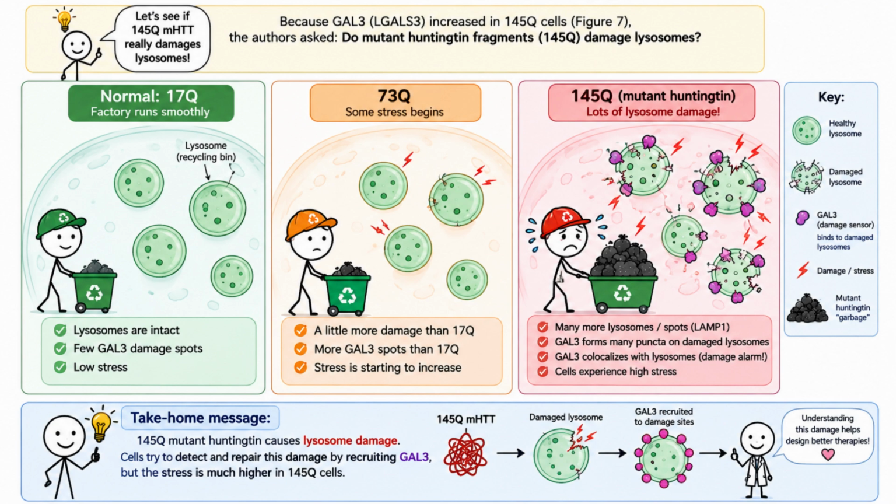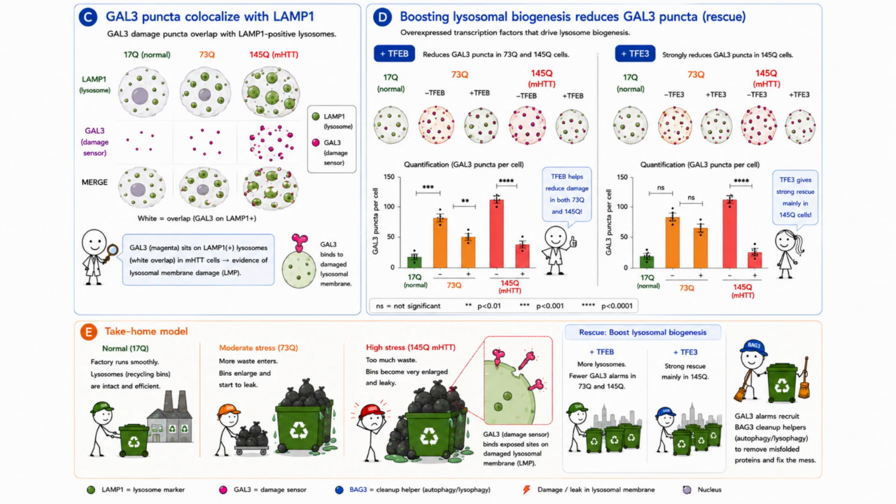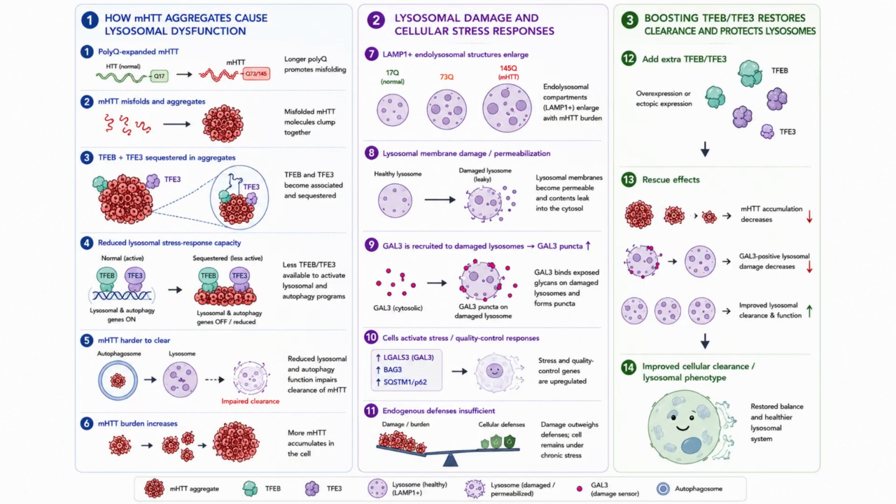But here is the really hopeful part. When they added extra TFEB back into the cells, it significantly reduced those damage puncta. Adding TFE3 also helped, particularly in the most severe cells. Restoring the factory managers literally helped patch the holes. Finally, part 6, the vicious cycle model. Let's put all these pieces together. Based on all this exhaustive evidence we just went through, the authors propose a self-reinforcing vicious cycle.